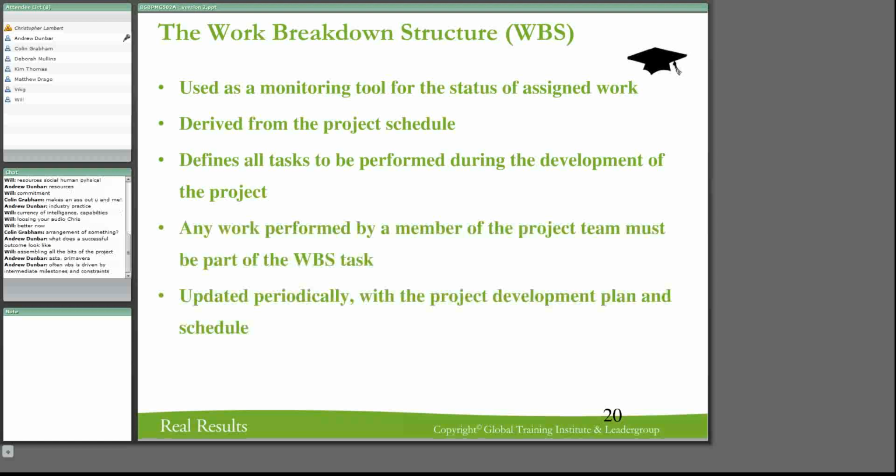Now, it's updated periodically. That makes sense, doesn't it? That's why we have the tools like we have. Andrew's just said some things and I wasn't watching. He says, yeah, often work breakdown is driven by the intermediate milestones and constraints. I agree with him wholeheartedly on that. There are intermediate milestones that have to be met and you can't actually do the next ones until the other one's done. And that's quite acceptable.